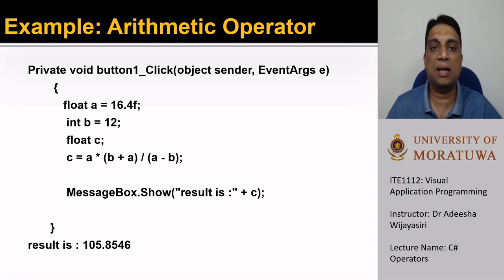Expressions inside the brackets are evaluated first. According to the associativity rules, the multiplication operator has priority over division as that will be evaluated from left to right. So, the value of b plus a will be multiplied by a and the whole result of the numerator is divided by the denominator value. And the output of this example is 105.8546.